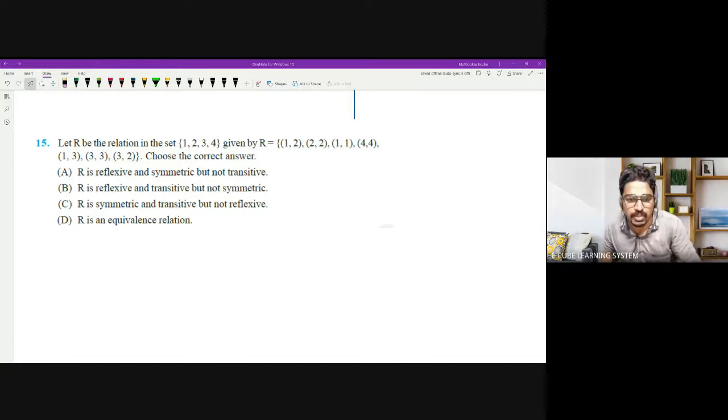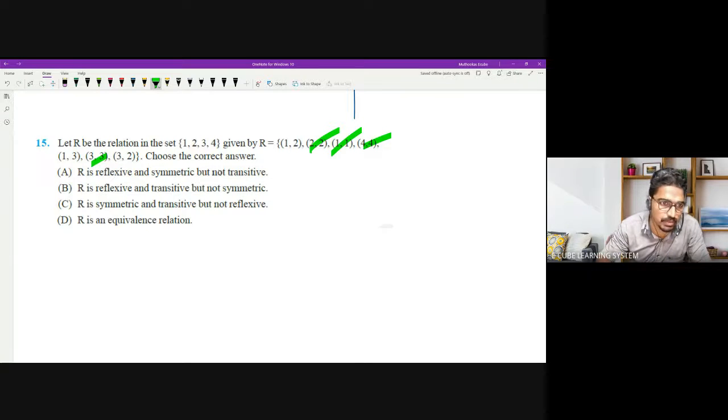Okay, which option will be satisfied, Hari Govind? Option B. R is reflexive and transitive but not symmetric. 1 1 is there, 2 2 is there, 3 3 is there, 4 4 is there. So it is reflexive. 1 2 is there, but there is no 2 1. So it is not symmetric.